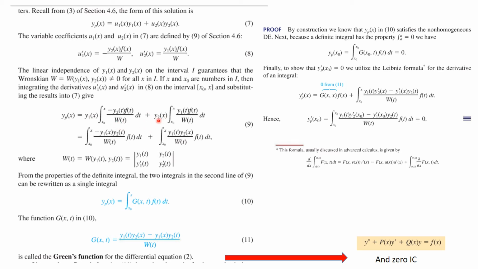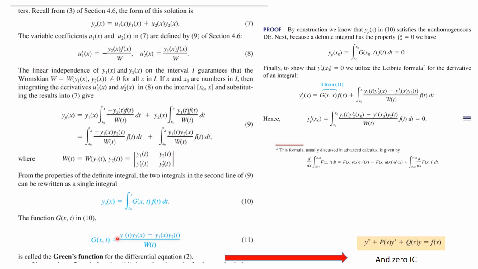And this is a constant function of x, and I'm integrating with respect to t, but I can shove that inside the integral. And so I would get this. But look, I have the same denominator, the Wronskian of t. So what I can do is make this into one big integral where both are being integrated from x0 to x. So this is one big integral, and y sub p is going to be the integral from x0 to x of g of x,t times f of t dt.